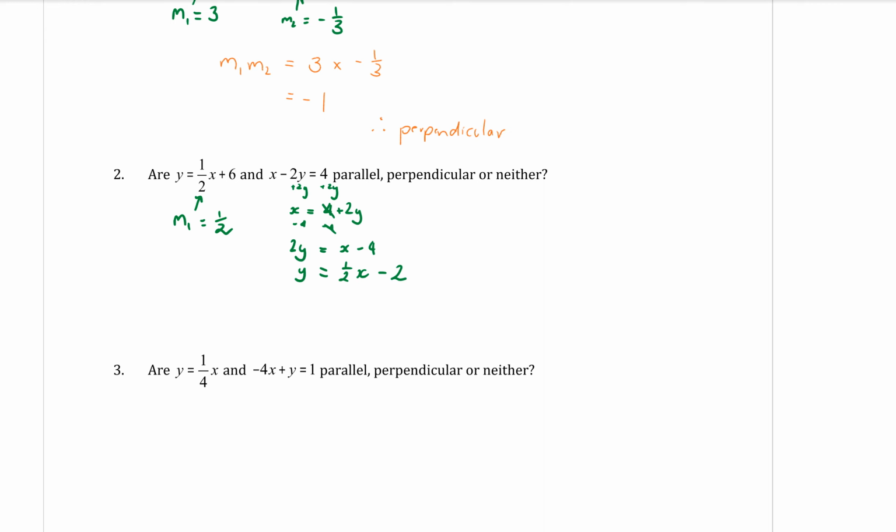So my gradient, which is going to be the m2, because it's my second line, is going to be that half that is there. Now, m1 was a half and m2 is a half. So what does that mean? The lines are parallel. So I would write m1 equals m2, therefore they are parallel.